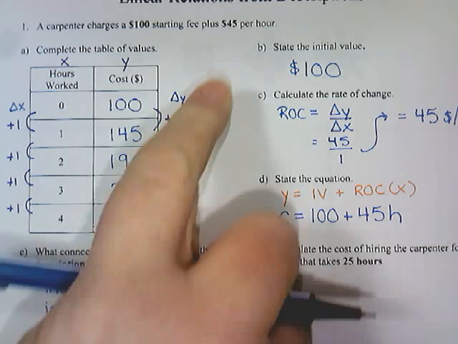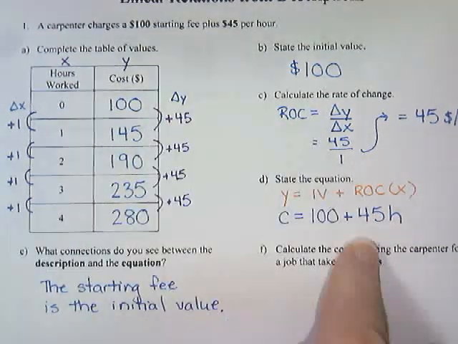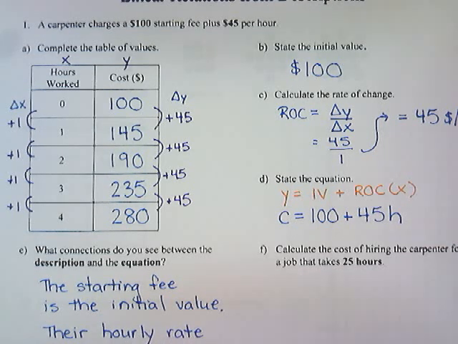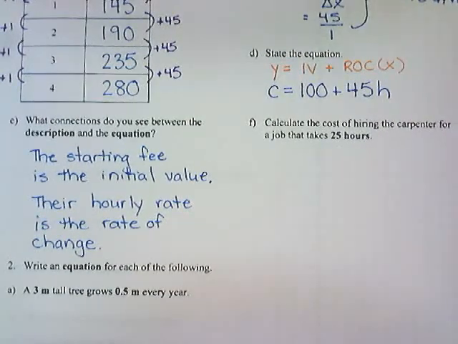Okay, and then what else did I see? The amount they charge per hour is my rate of change. So their hourly rate is the rate of change. What that also tells me, oh, you can't see what I wrote. So I said the starting fee is the initial value. Their hourly rate is the rate of change. So when it asked me for the initial value and the rate of change, I didn't even need to look at the table. I could have just pulled it straight out of that description.